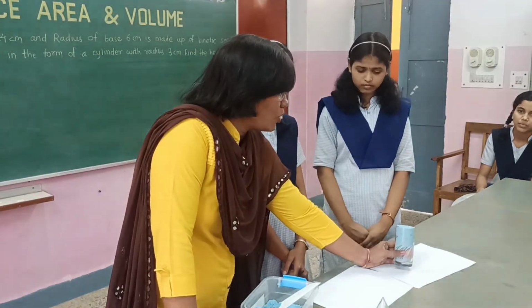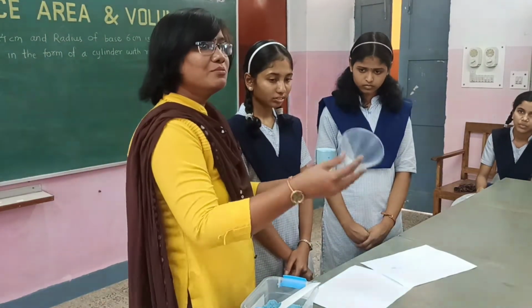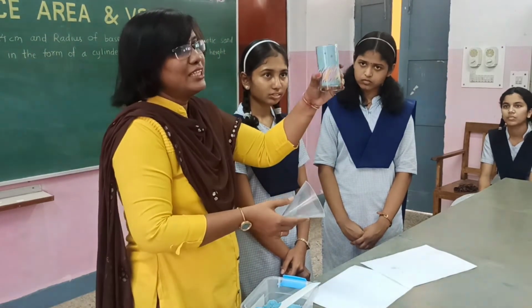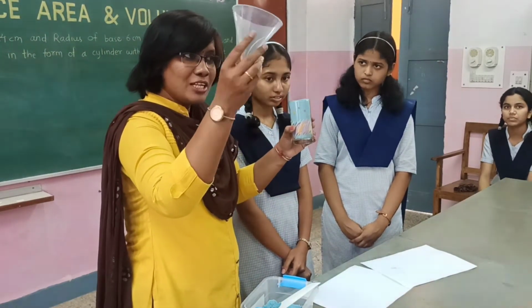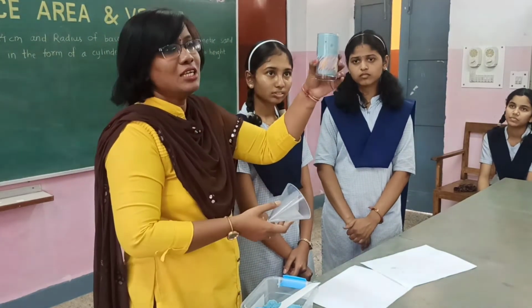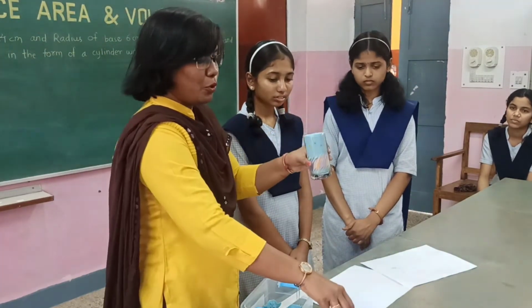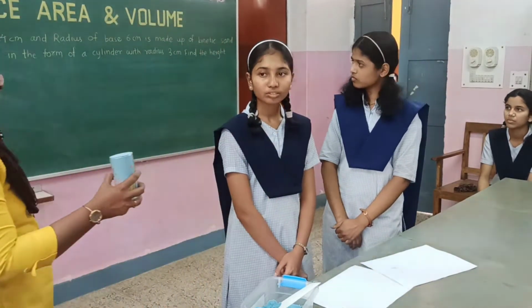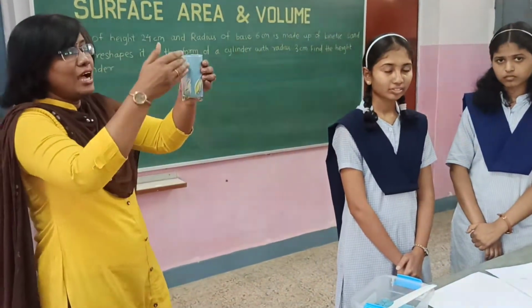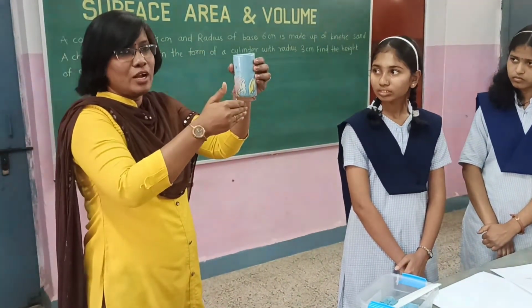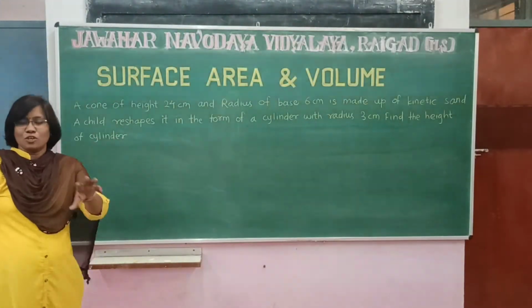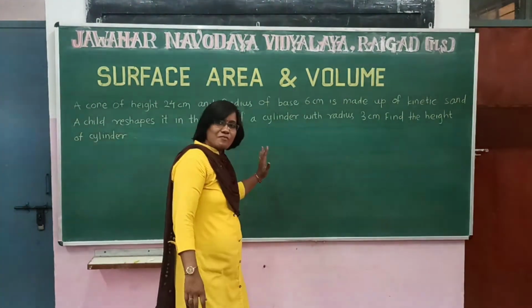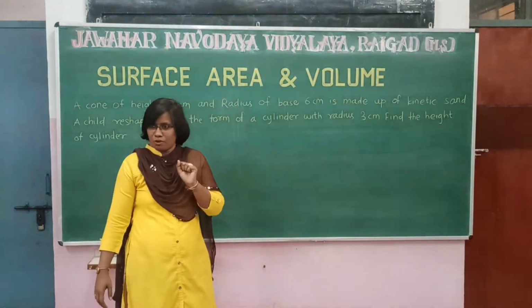Okay, children. So you can see here that the sand that was filled up in this cone has been transferred to the cylindrical glass. So the conical shape of the sand which was there now becomes a cylindrical shape. If you pour it out, it will be a cylinder, like a pillar. So this is exactly what this sum tells, and we are supposed to find the height of this glass. So let us see how to do that. Based on this activity done by the students, we have some questions in our textbook which we need to solve.